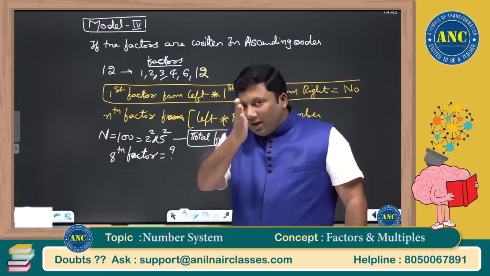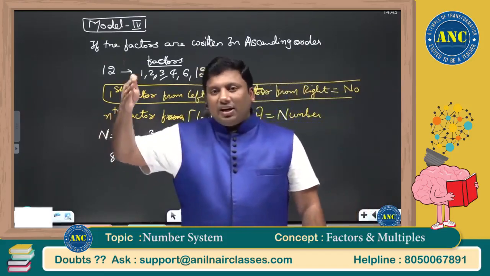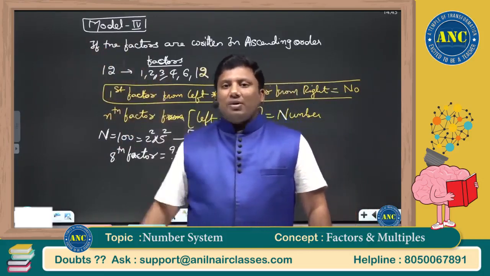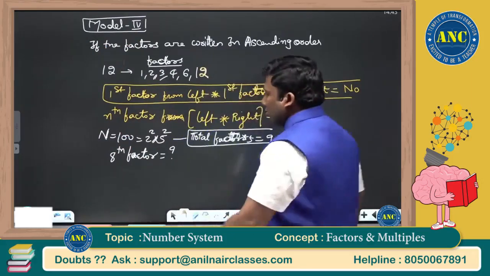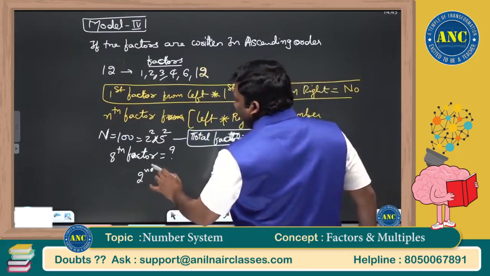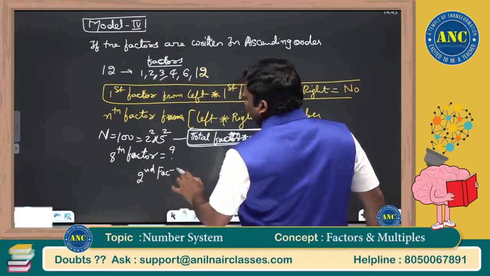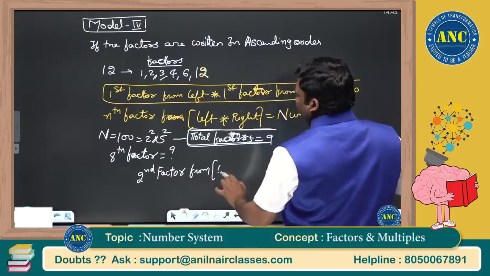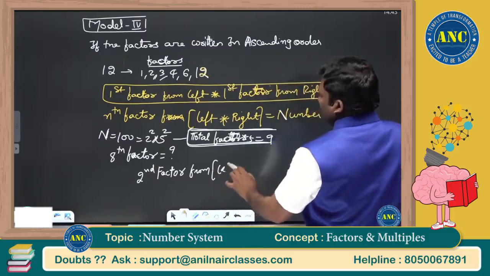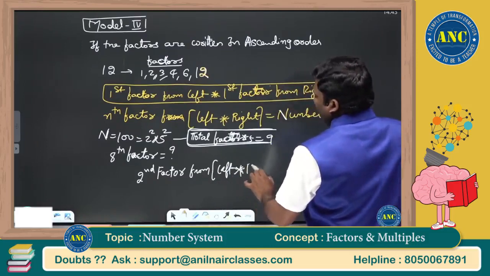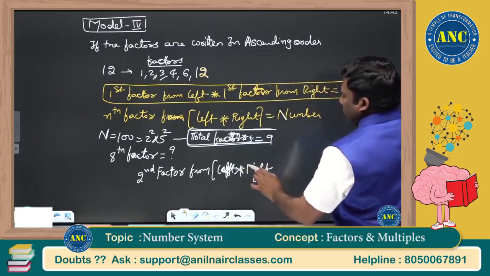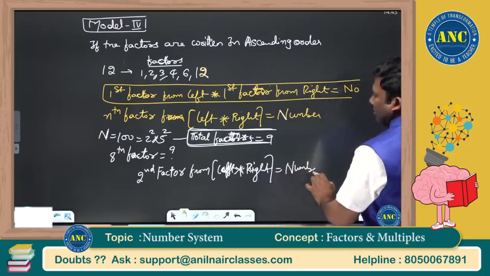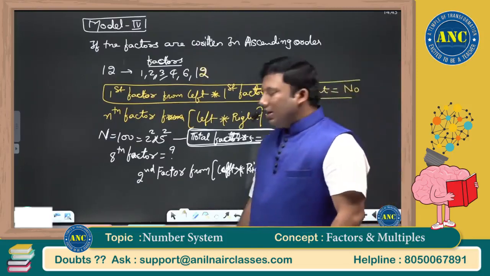Eighth factor we require. Factors are written in ascending order. Ninth factor will be the first factor from the right. Eighth factor will be the second factor from the right. So what is the concept? Second factor from the left into second factor from the right is the number itself.